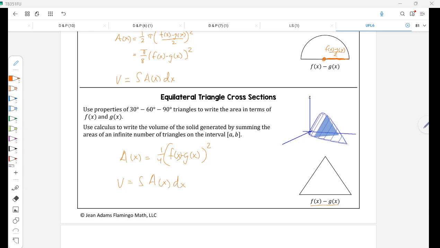So with cross sections, the thing that we always have to differentiate once we get them out in the wild and we don't know which problem it is, when you have cross sections, you find that area formula. The formula that gives you the specific area of the specific cross section at whatever x value you're at, and you integrate it. And of course, we'll have to know a starting point and an ending point.